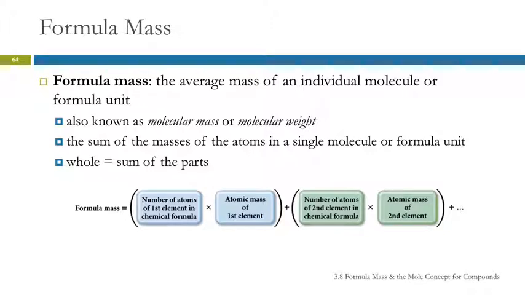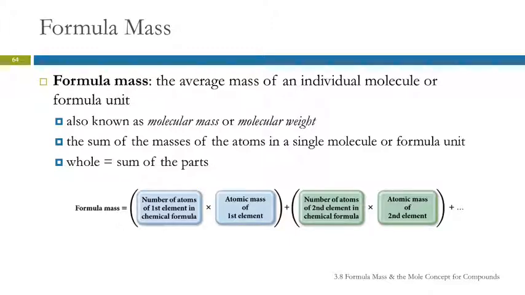We've talked about atomic mass. That's the mass of one atom. So this is the mass of one formula. And this is actually a very simple concept. The mass of the whole thing is just the sum of the parts.